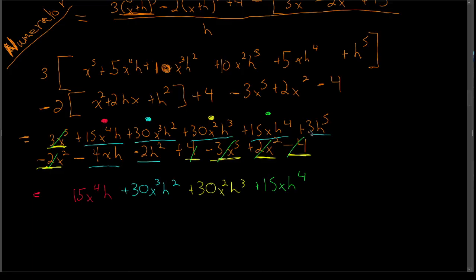And now I have an h to the fifth. So 3h to the fifth. And I've taken care of everything but these last two terms here. This minus 4xh and minus 2h squared. So I'm going to rewrite my fraction that I was dealing with.